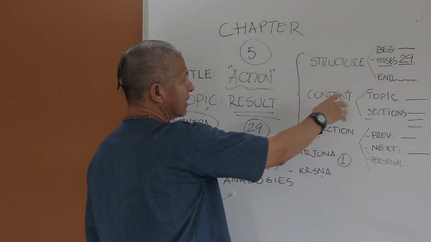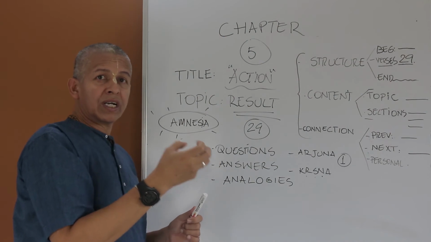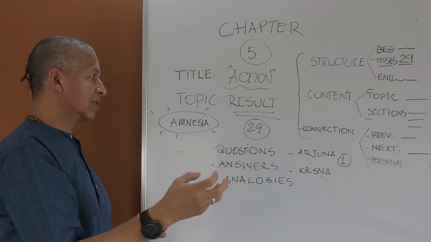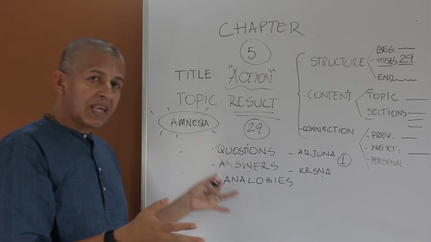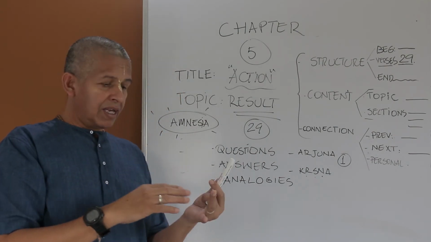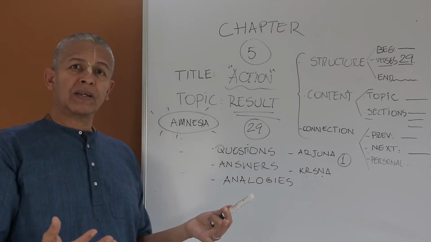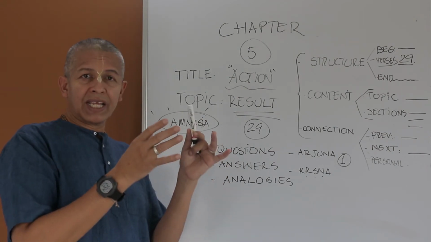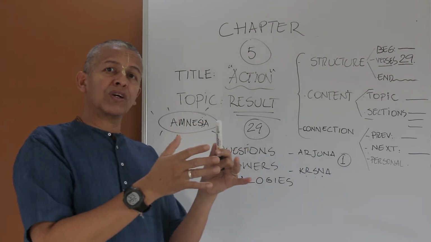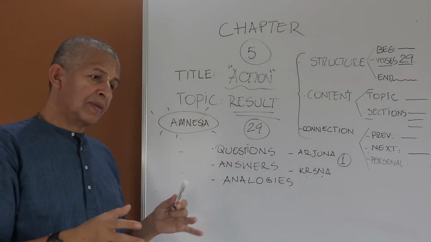What are the contents? The topic is the description of a worker in devotion, a worker in Krishna consciousness. And there are several sections, very interesting, but basically all describe the vision, the state of mind, the detachment, and the relationship that that worker, that bhakti yogi, has with the Supreme and with everything that surrounds him.